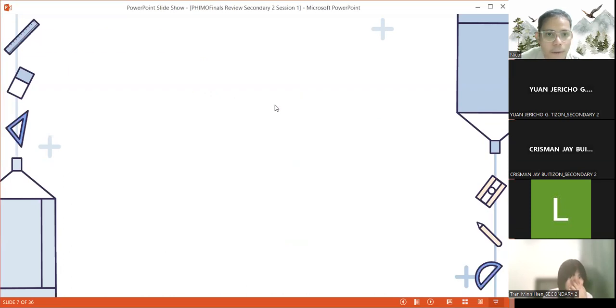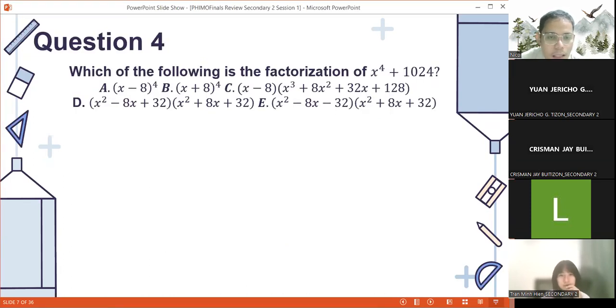Let's have number 4. Which of the following is the factorization of x to the 4 plus 1024? Take note, it is stated here that the factorization, when you say factorization, it becomes factors, and these factors will have the lowest degree possible. So let's start with x to the 4 plus 1024. We want this one to be a number raised to 4, right?